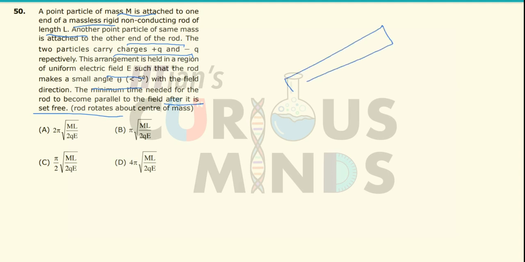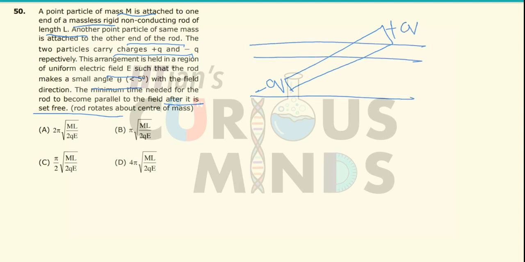Basically there is an electric dipole, with negative charge minus q and positive charge plus q. It makes an angle theta with the electric field. The electric field is in this direction. Now theta is smaller than 5 degrees.